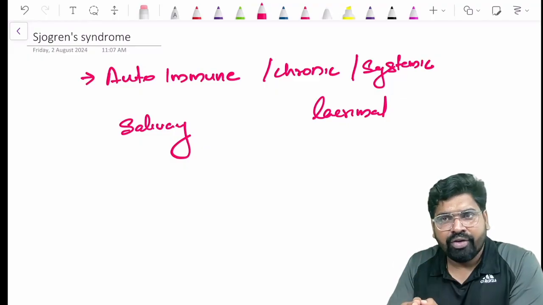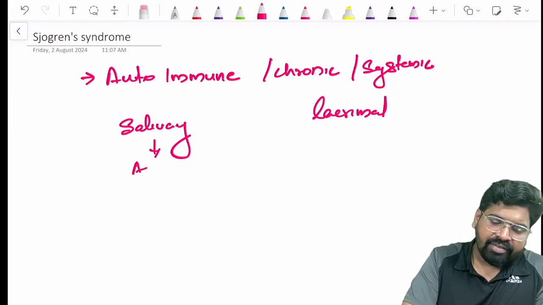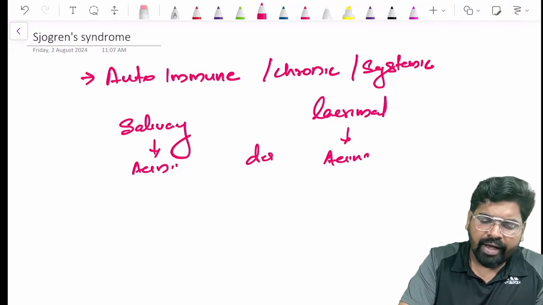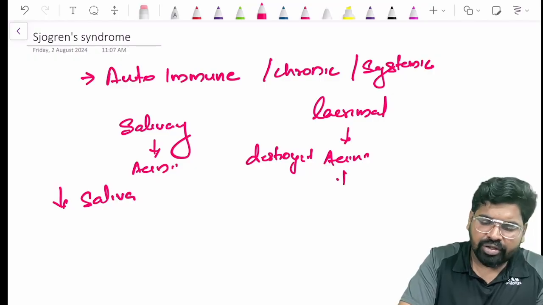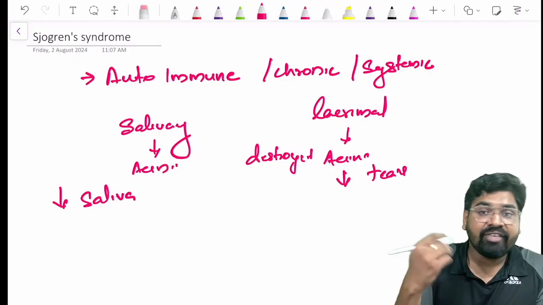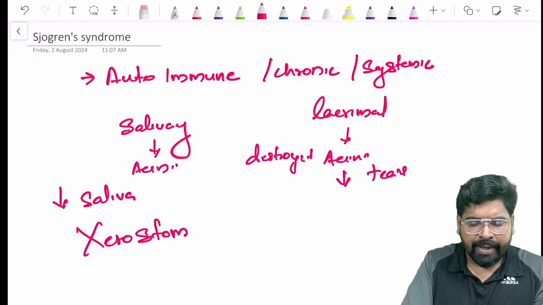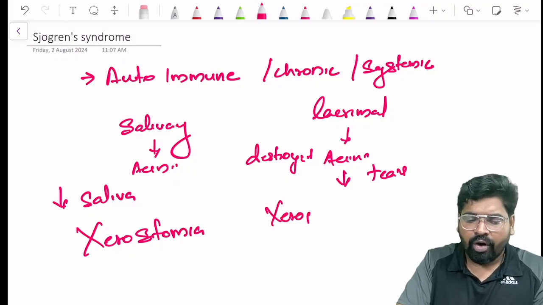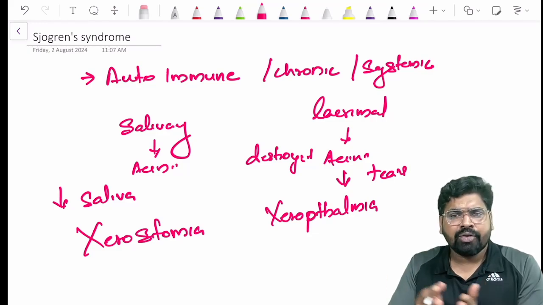So it is an autoimmune disorder where your lymphocytes are destroying your own acini. The salivary gland acini and the lacrimal gland acini are both destroyed. So there will be reduced production of saliva and reduced production of tears, and you can see dryness. Dryness of the mouth is called xerostomia, and dryness of the eyes is called xerophthalmia. Ophthalmic is something related to eyes. So xerostomia and xerophthalmia cause dryness.